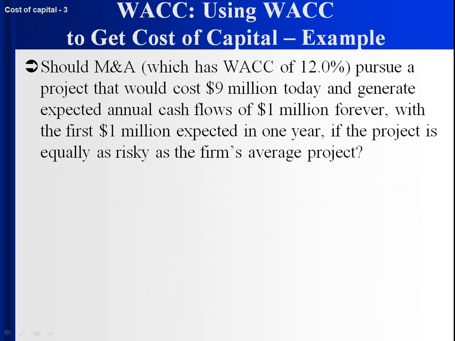So let's take a look at an example. M&A has a weighted average cost of capital of 12%. There's a project that would cost $9 million today, and it's expected to produce cash flows of $1 million forever. The first million comes in a year, so in 1 year $1 million, 2 years $1 million, 3 years $1 million, forever and ever and ever. The project is equally as risky as the firm's average project. Well, we know if the project's just as risky as what the firm's currently doing, then this 12% weighted average cost of capital is the appropriate rate to use to discount the cash flows for this project.